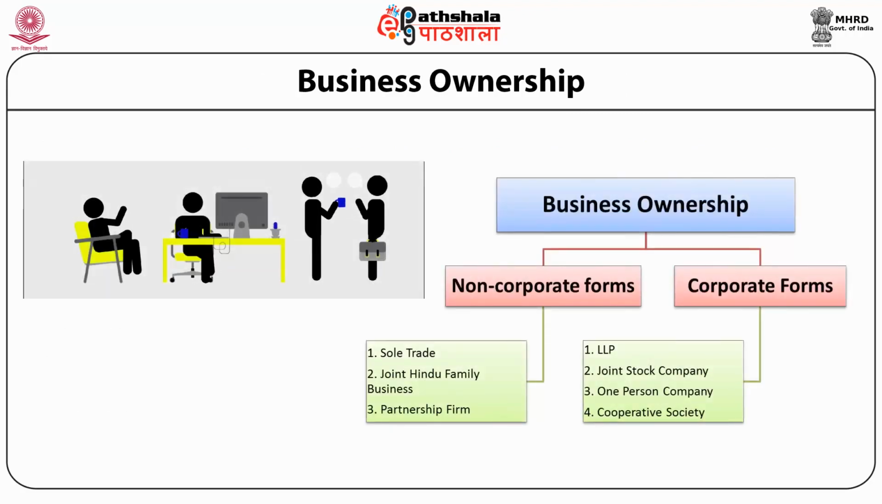Sole trade, joint Hindu family business, and partnership firm can be categorized as non-corporate, and the others, LLP, joint stock company, one person company, and cooperative enterprise, can be categorized as corporate forms of ownership. The basic difference between these two categories is legal formalities. Non-corporate forms of business may be started without any legal formalities, while corporate forms of business ownership can be started and run only after completing legal formalities as prescribed under the governing laws of the respective forms of business ownership.